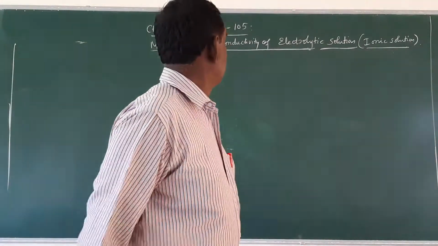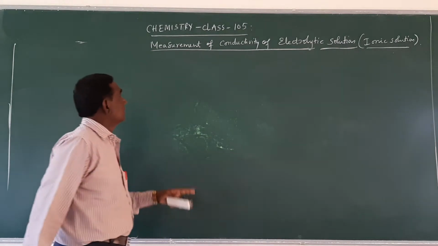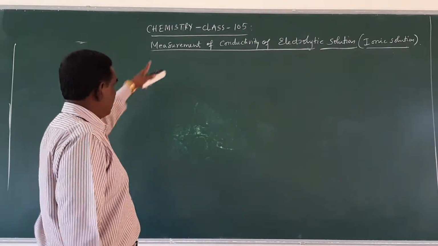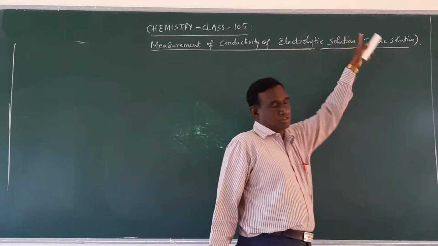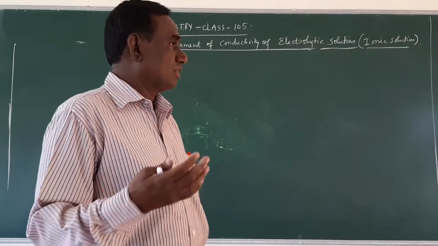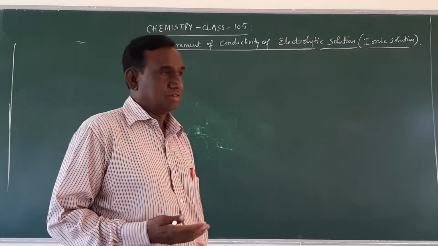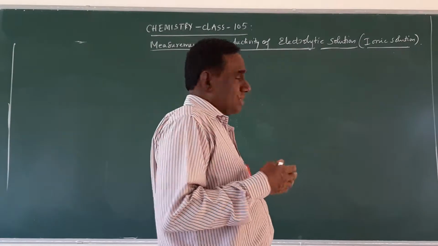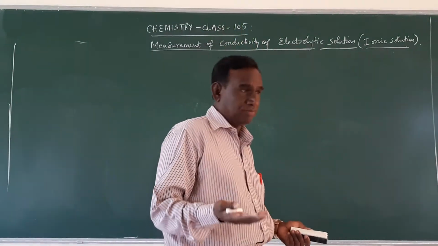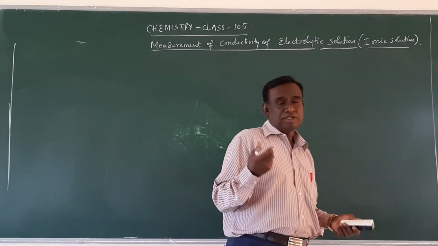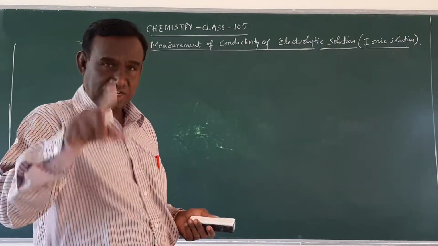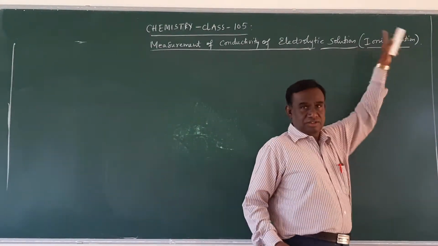Welcome to chemistry class number 105, and today we are going to discuss the measurement of conductivity of electrolytic solution. We know that an electrolyte solution contains ions. When an electrolyte is dissolved in water, it dissociates into ions. That process is called ionization. Therefore, an electrolyte solution is also called an ionic solution.